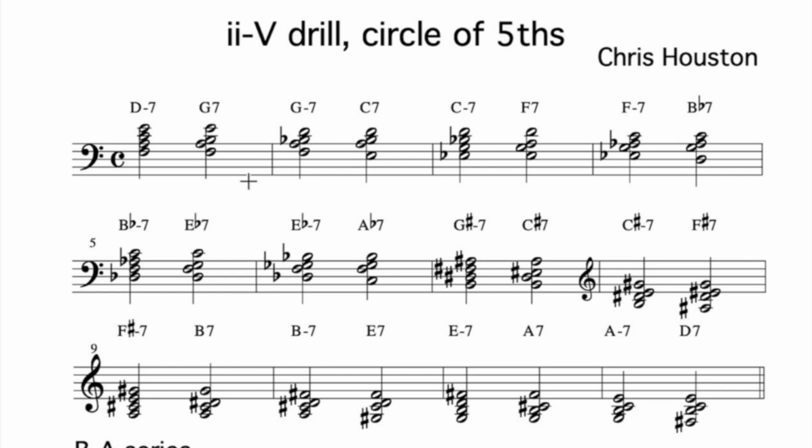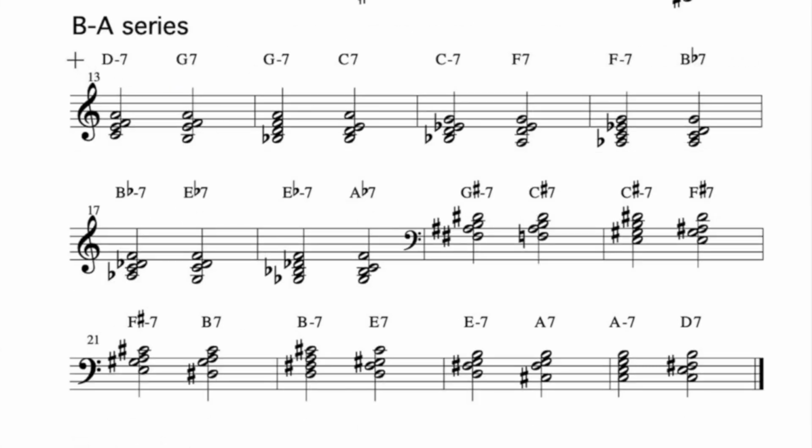That means that there's a version of the 2-5 in C, which goes third in the bass to seventh in the bass. There has to also be, starting down here, which I call the BA series, sort of the reverse series, there has to be a version where the 2 chord has the seventh at the bottom and the 5 chord has the third at the bottom, and that's what that whole second series is.